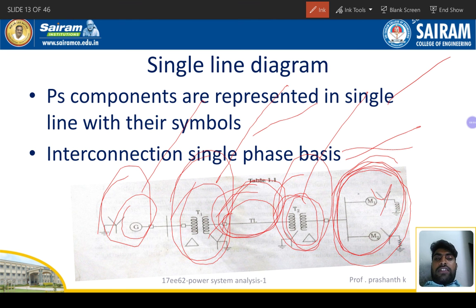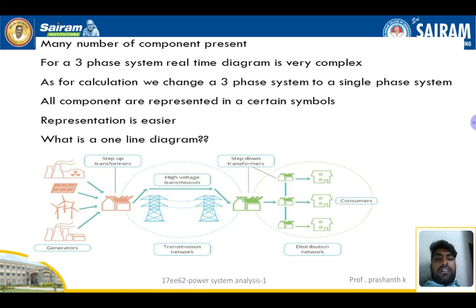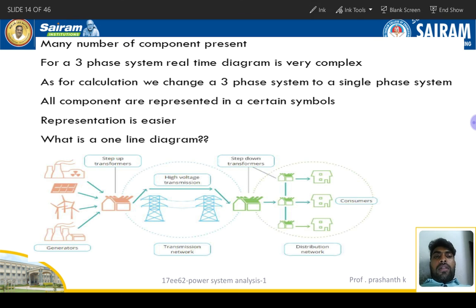Next we'll see the three phase system. Real time diagram is very complex. Many components are present. So if it is three phase, many components are present, right? So we have to draw three diagrams like this: one diagram, two diagram, three diagrams. That's why the advantage of the single line diagram is this. Many components are present, and the three phase system real time diagram is very complex, right?